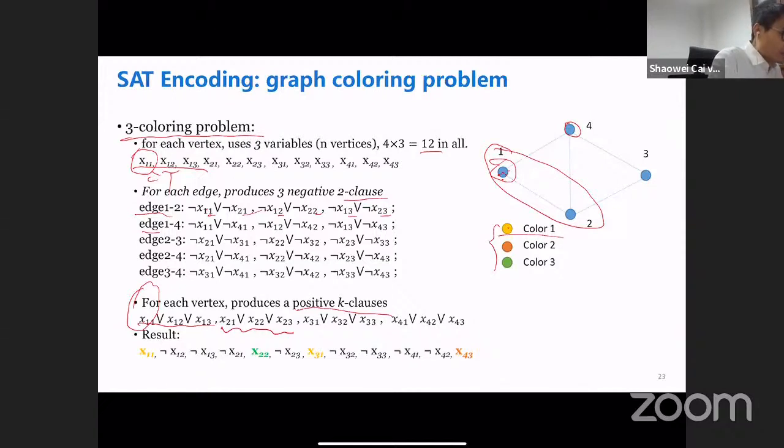And then we take all the clauses and hand them to a SAT solver, and we get the result here, which we can decode into the solution of the coloring problem. For node 1, X11 is true and the others are false, and X22 is true, and this is true, this is true. So we know that the first node is colored 1, the second node color 2, the third node color 1, and the fourth node the third color.